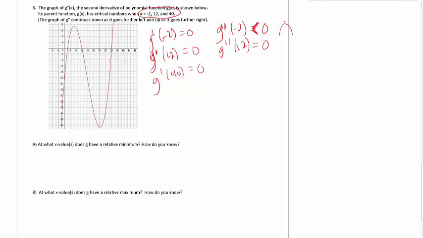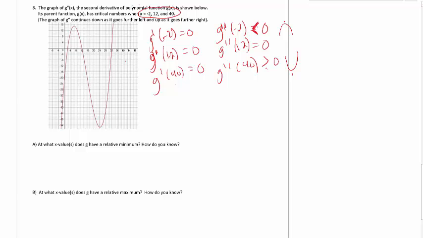G prime of 40 is 0. G double prime of 40, again, it's not specifically on the graph, but we can conclude it is positive because the value is very far above the x-axis. We have a concave up function at that point then. If it's concave up with an extrema on it, it must be a min.